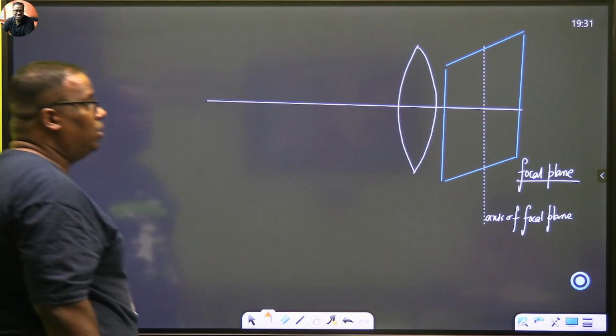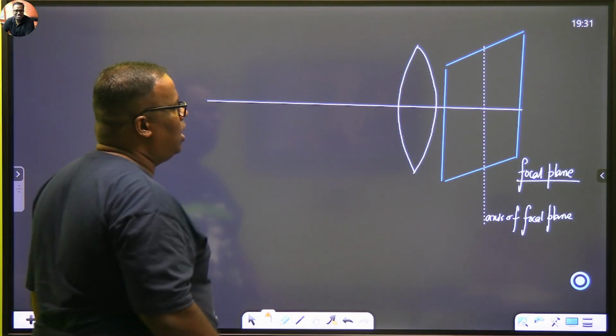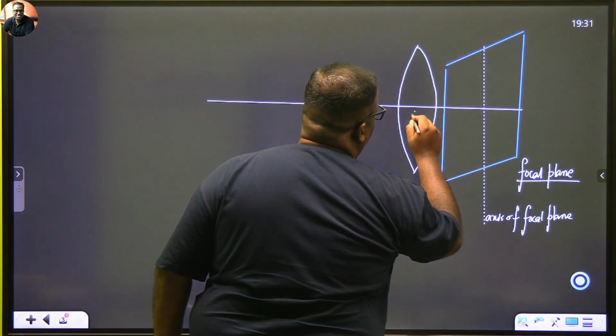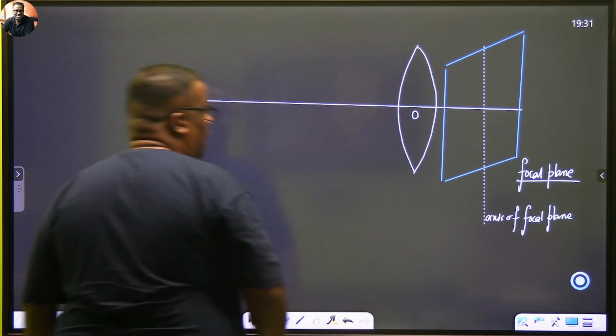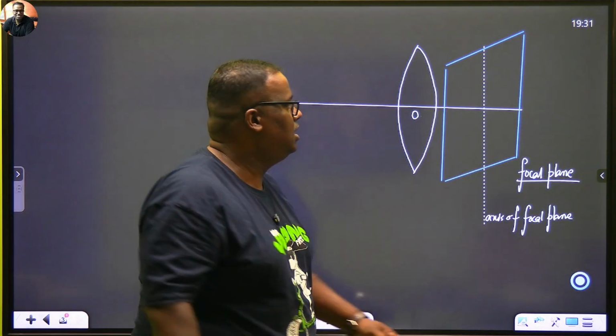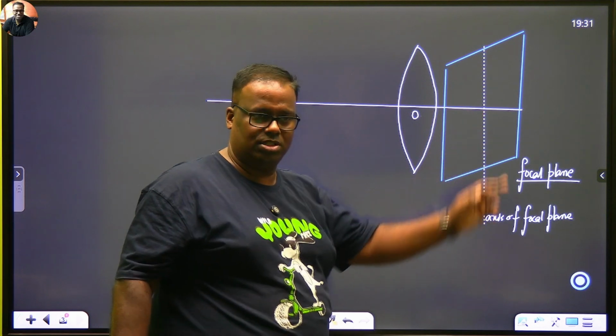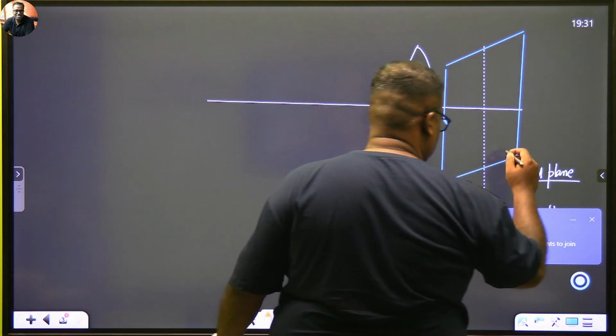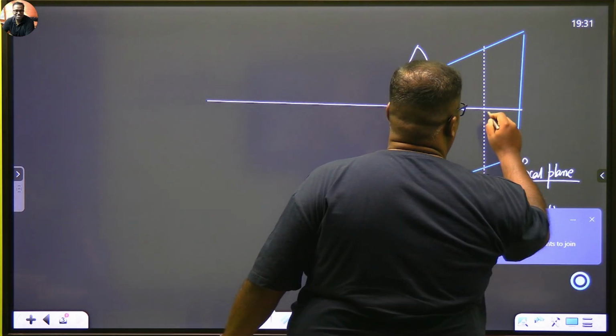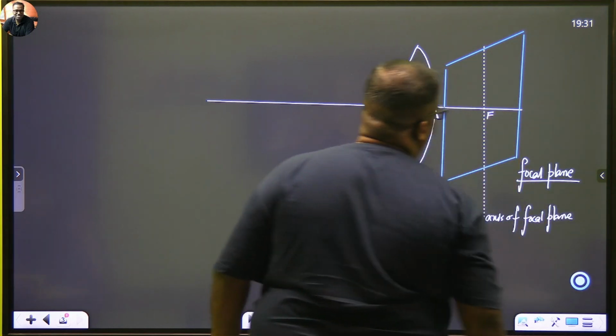Right. So what did we learn? We learned that if you now have a parallel beam of incident rays which are parallel to the principal axis, they should come and converge upon the focus. Yes or no? This is my focus.